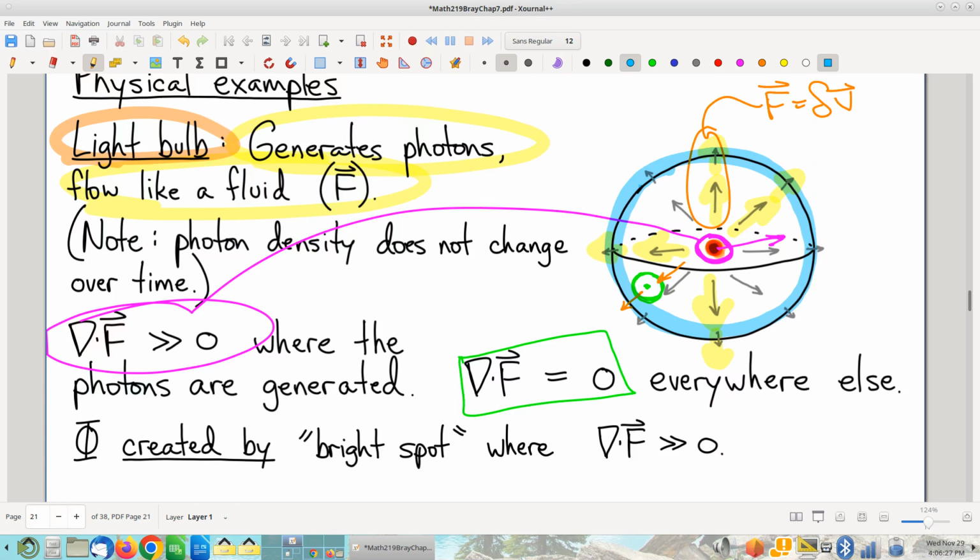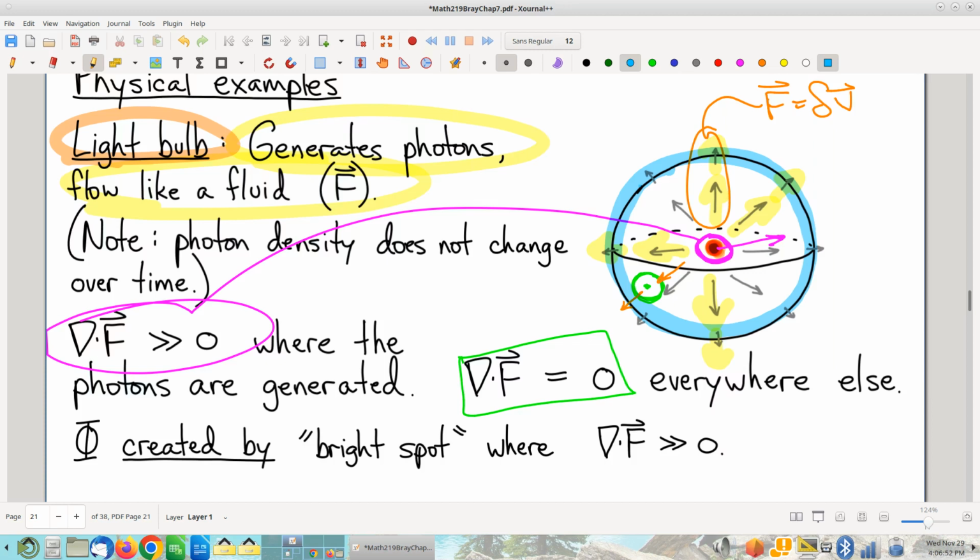Right? The flux that we see on this blue surface, it's not coming from the blue surface. It's not coming from this green point right here. Divergence is 0 there. No photons are being created there. Right? Divergence being 0 is our algebraic indicator that there is 0 flux happening at that point.